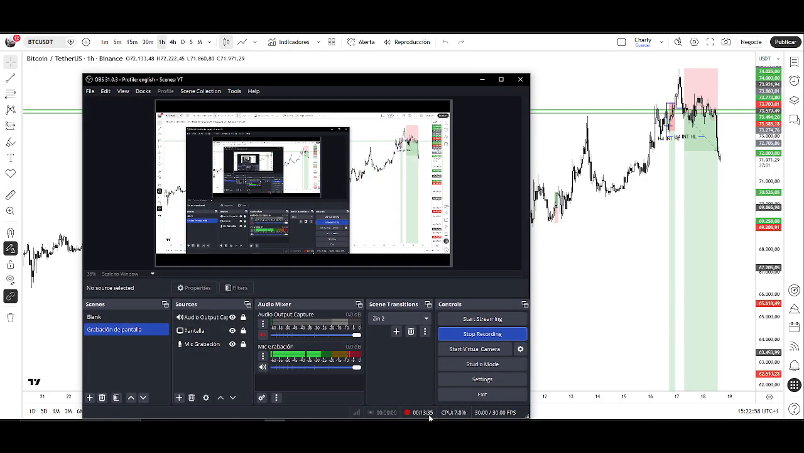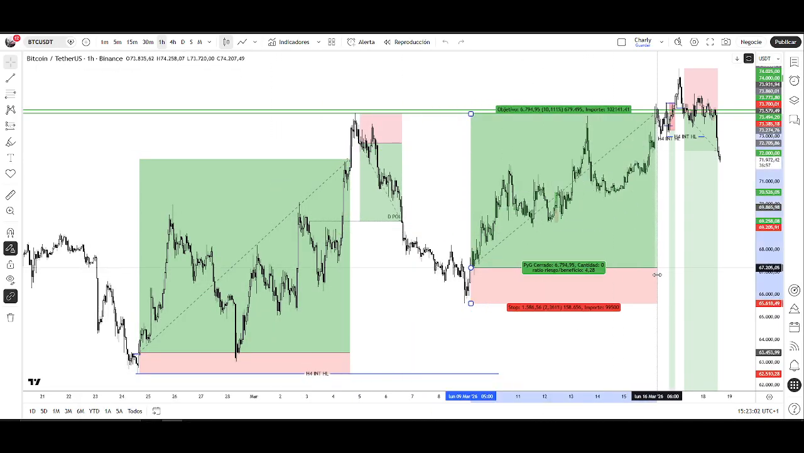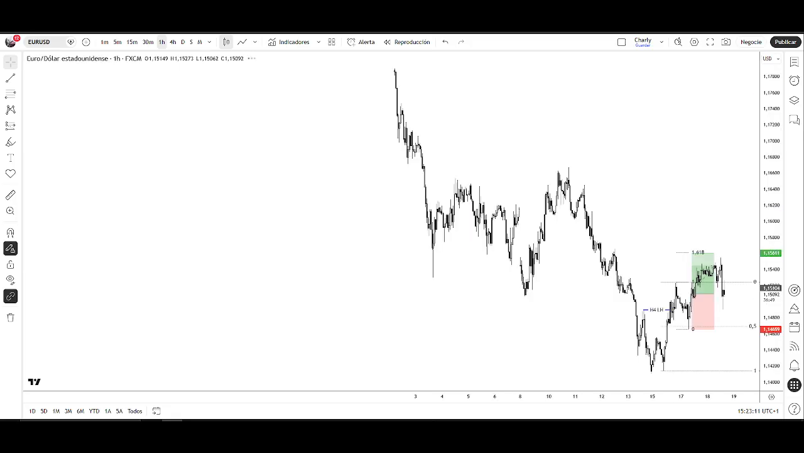How much time do we have already? 13 minutes. We can break something down a little bit more. That's everything for Bitcoin. But we are still playing with the euro and the pound, obviously. So let's break them down.